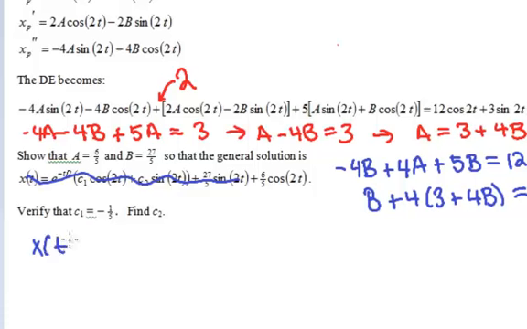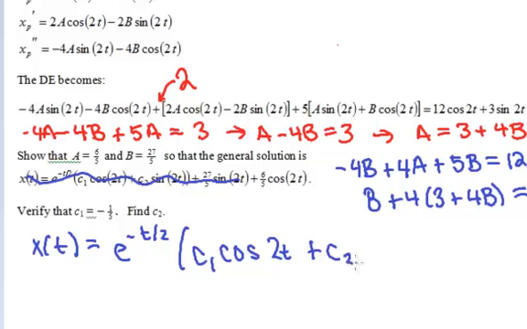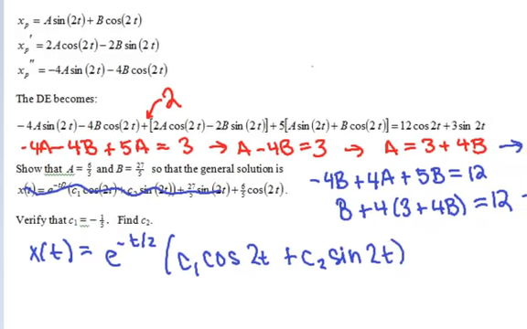So we have x of t equals the complementary solution, which was e to the negative t over 2 times c1 cosine 2t plus c2 sine of 2t, plus, so the b is 0, the a is 3, and my guess, the a was the coefficient of sine, so plus 3 sine 2t.